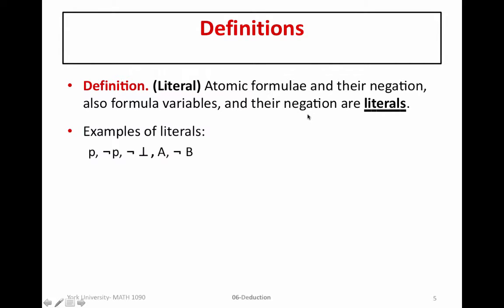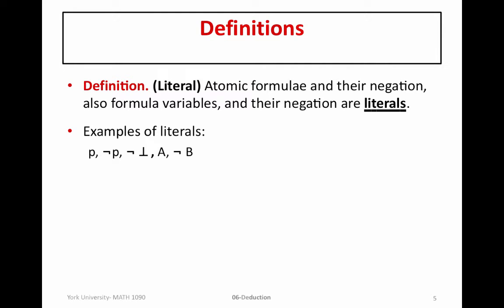So for example, P is an atomic formula, so it's defined to be a literal. Not P is the negation of an atomic formula, so also a literal. Not bottom is also the negation of an atomic formula. We could also include Q, R, not Q, not R, and top and not top. And then formula variables are A, B, C, any capital letters, and their negation, so not B, and so on.